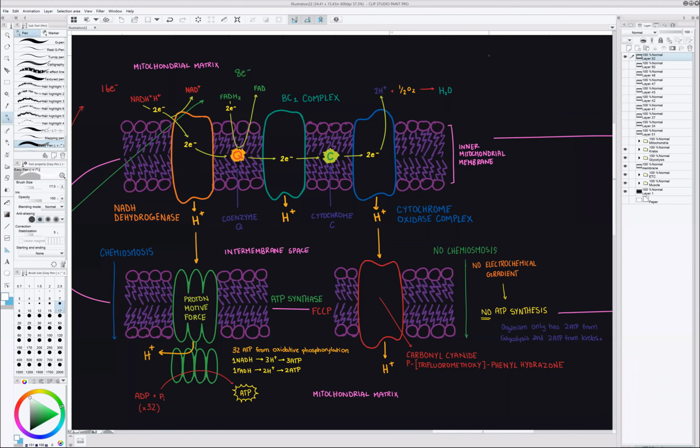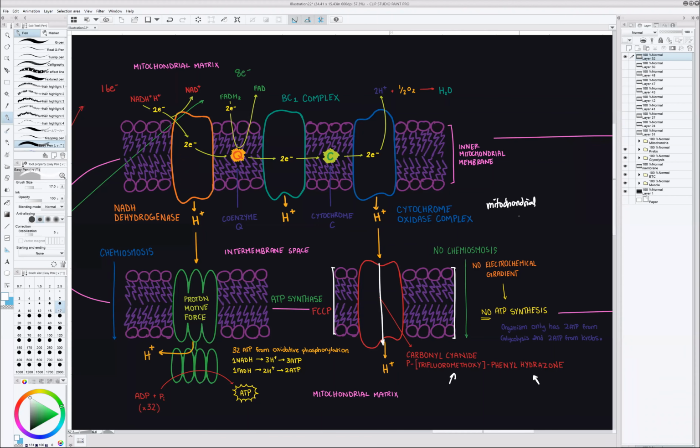Carbonyl cyanide p-trifluoromethoxyphenylhydrazone is a weak lipophilic acid which acts as something known as an ionophore, specifically a protonophore, which means that it is able to situate itself within biological membranes and essentially facilitate the movement of protons across the membrane. So how this impacts cellular respiration is it causes something known as mitochondrial uncoupling.